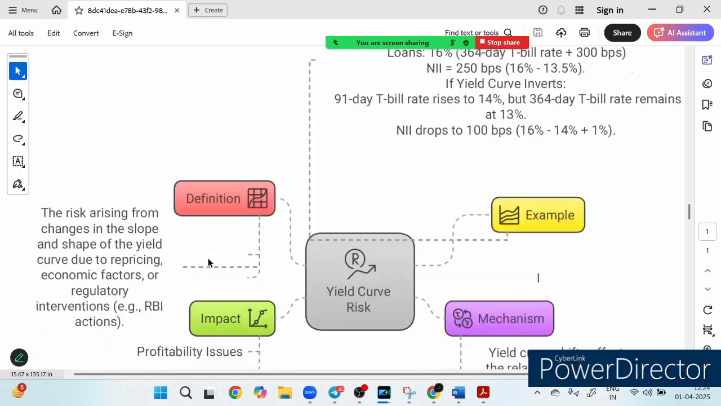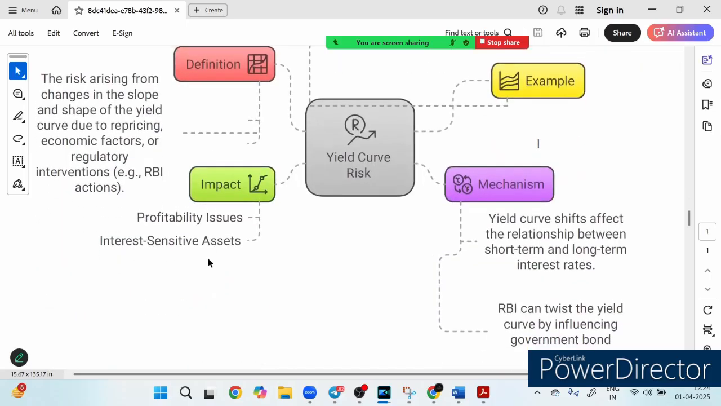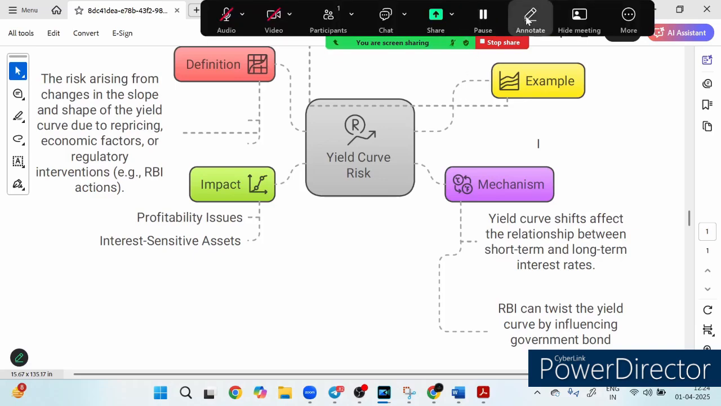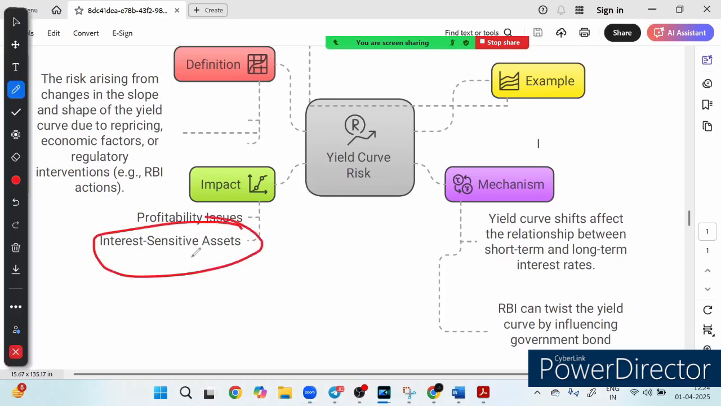Now what is the impact on profitability? Here you can see the impact: there is a profitability issue because lower NII means reduced earnings for the bank, and obviously for interest sensitive assets. What does it mean? That the gap between loan and deposit rates shrinks, right?